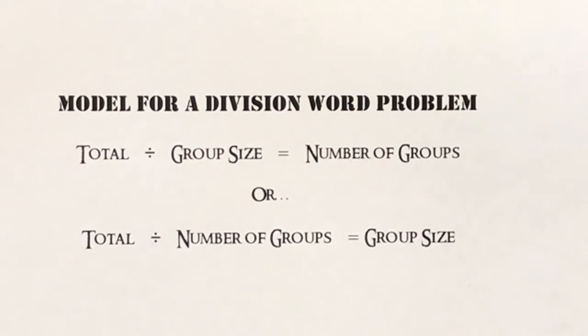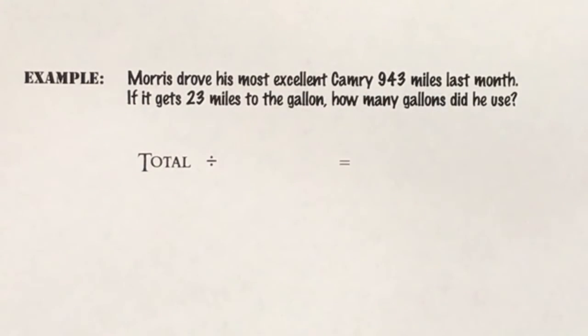Well, what does that look like in a real word problem? Let's take a look at an example. Morris drove his most excellent Camry 943 miles last month. If it gets 23 miles to the gallon, how many gallons did he use? Now, obviously, you should be able to tell in this case that one of those numbers is the total, and the other number is either going to be group size or number of groups. We're not going to talk about which one it is just yet.